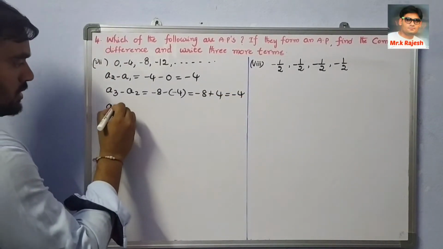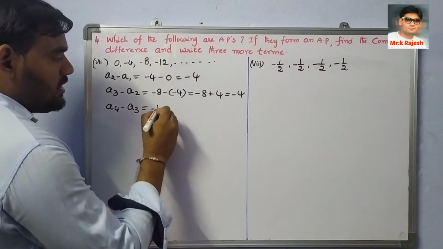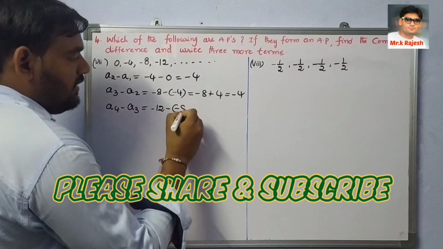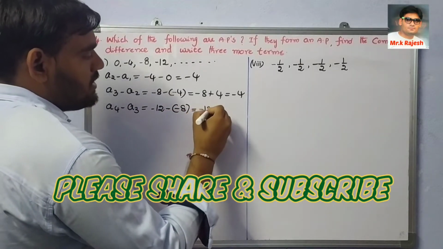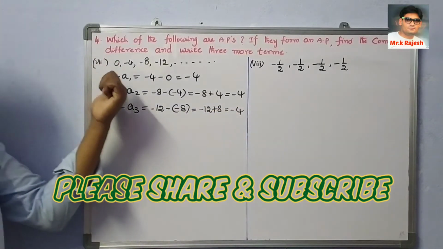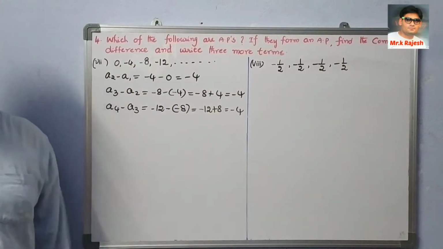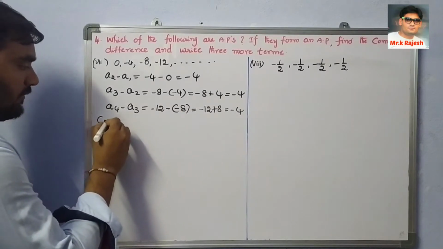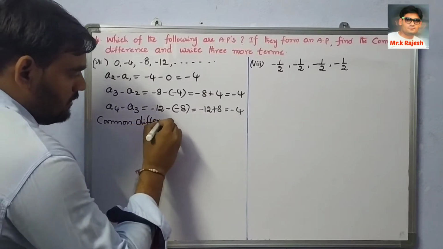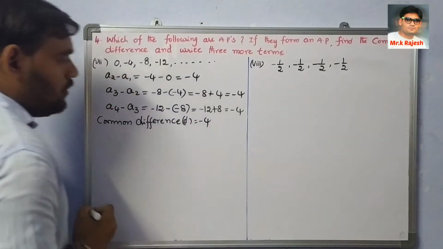Next we need to find A4 minus A3. So A4 value is minus 12, minus A3 value, which is minus 8. So minus 12 minus of minus 8 can be written as minus 12 plus 8. So its value is minus 4. A2 minus A1 is the same as A3 minus A2 and also A4 minus A3. That value is equal to minus 4. So here the common difference D is equal to minus 4.